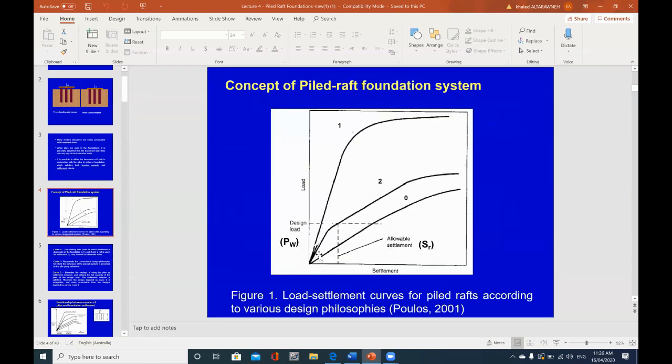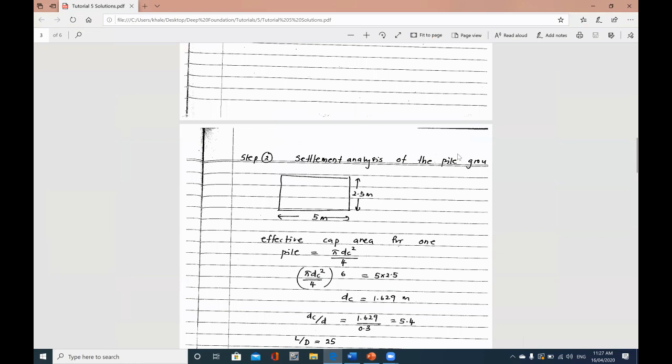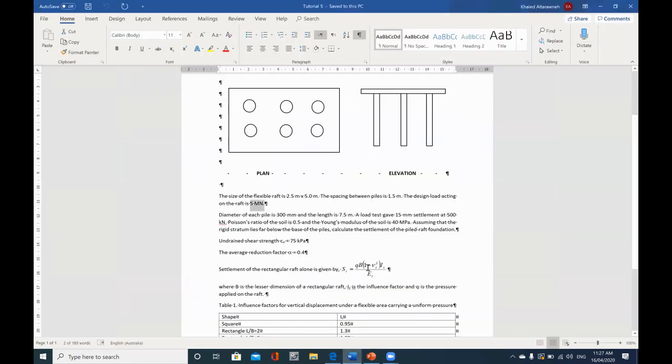So we have the settlement here, and the settlement will be composed of two parts, as we can see here, according to curve 1, which we are working on here. The working load will be due to the load carried by the piles and the load carried by the raft, and then the settlement will be due to the two components as well, which are the pile and the raft. So we need to do something similar, and to do that we first need to calculate the settlement due to the pile group, and once we have done that we need to calculate the settlement due to the raft system according to this equation here.